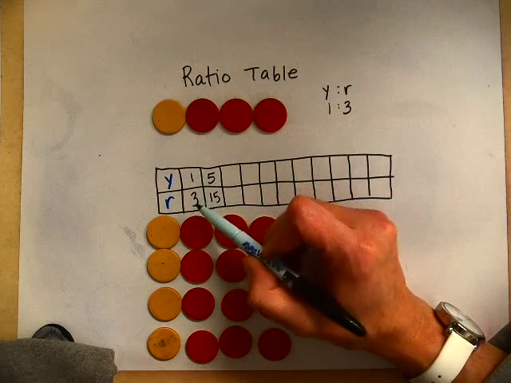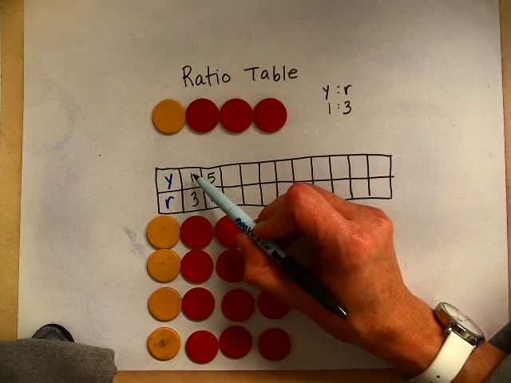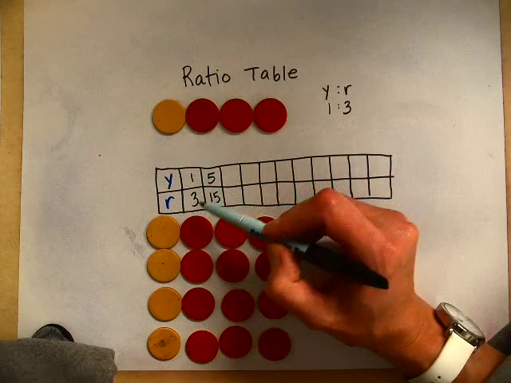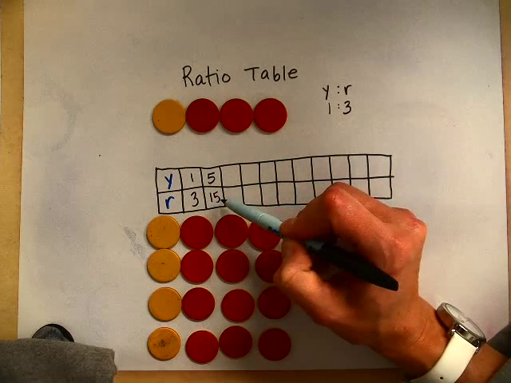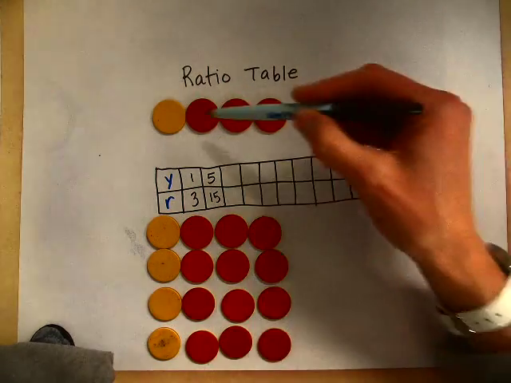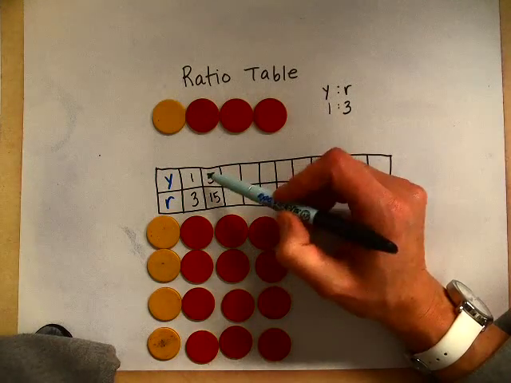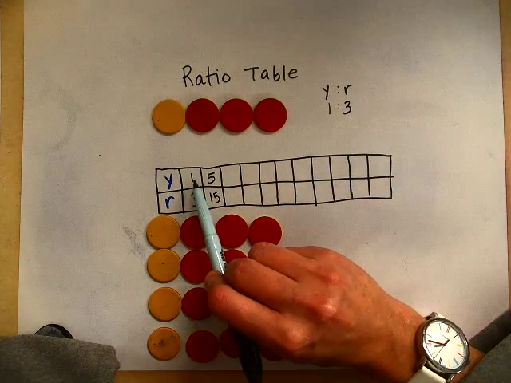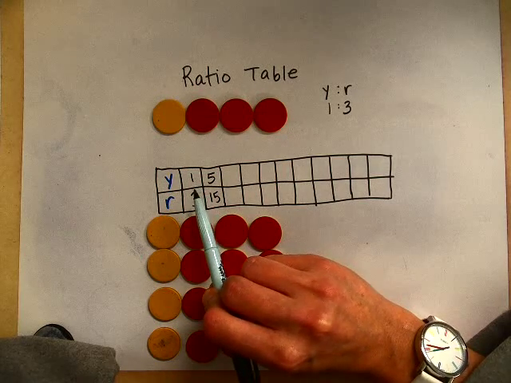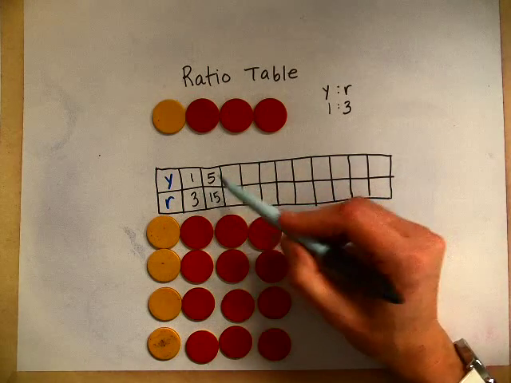And just like with equivalent fractions, if you're going to multiply the top by 5 to get an equivalent fraction, you have to multiply the bottom number by the same thing. And 3 times 5 is 15. 1, 2, 3, 4, 5. 3, 6, 9, 12, 15. So ratios are always going to be either multiplying or dividing. In this case, it's multiplying.